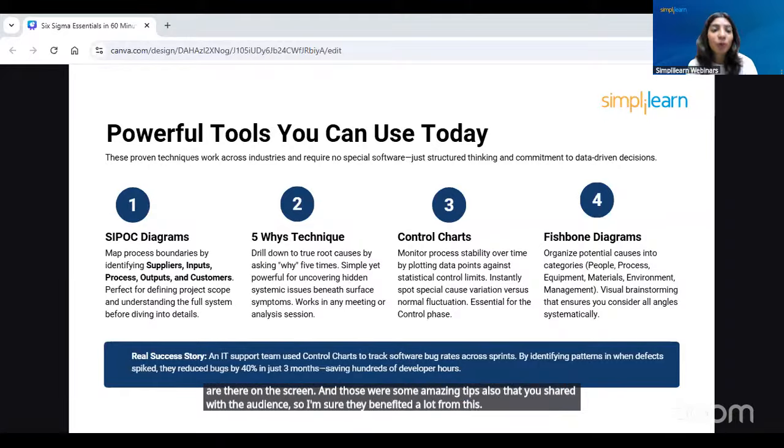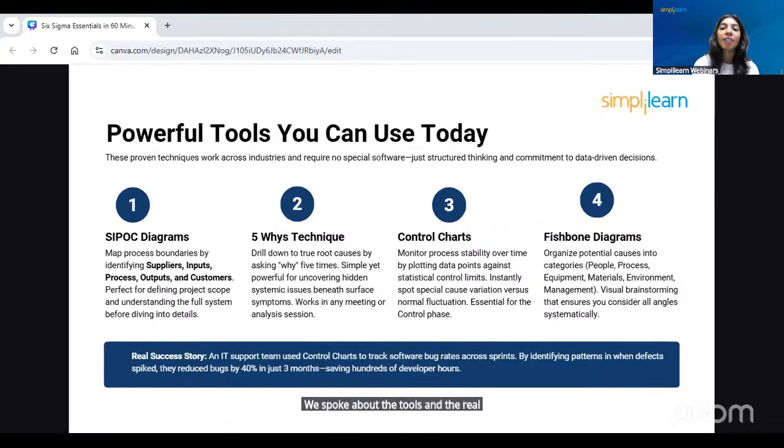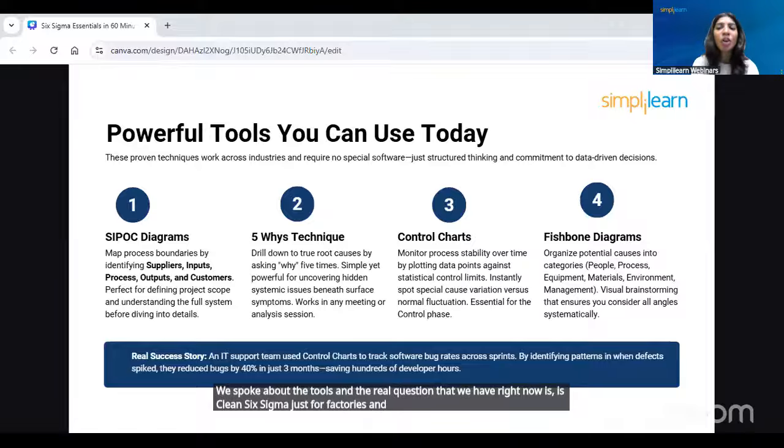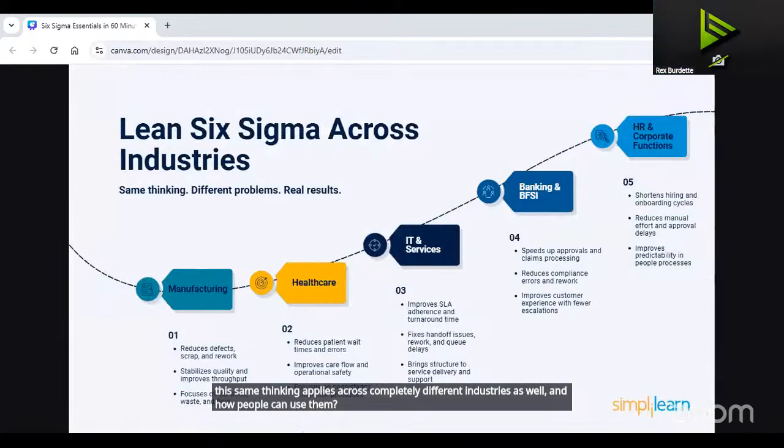So now we have talked about the method, we spoke about the tools, and the real question that we have right now is Lean Six Sigma just for factories and production lines, or is it something every industry can actually use? Because whether you are in healthcare, IT, banking, HR, operations, or any of the other industries as well, you are obviously dealing with delays, rework, and a lot of errors sometimes. So, Rex, can you help us understand how the same thinking applies across completely different industries as well, and how people can use them?